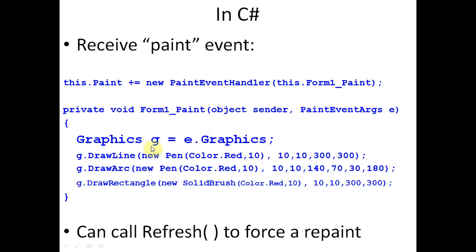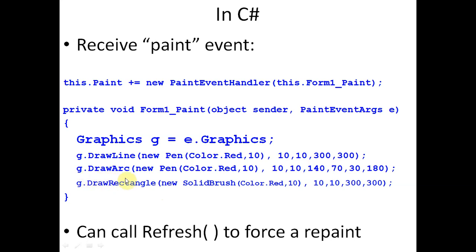When we write the next statement, you can see g.DrawLine. For drawing the line, first of all we take the pen, new Pen, Color.Red, and its thickness is 10. So we have two arguments for this Pen class: first is the color of the pen, and the second is the thickness of the pen. The coordinates of the line will start from x1, y1 and end with x2, y2, so from 10 to 300 it will be drawn.